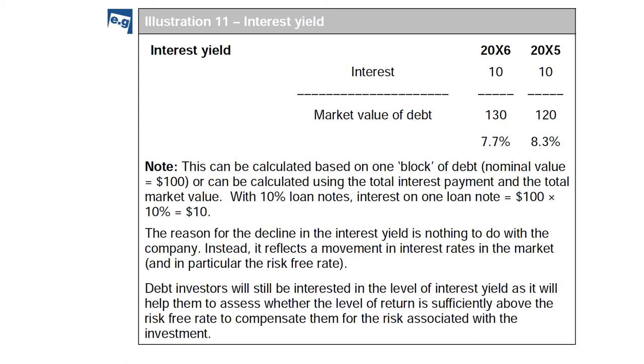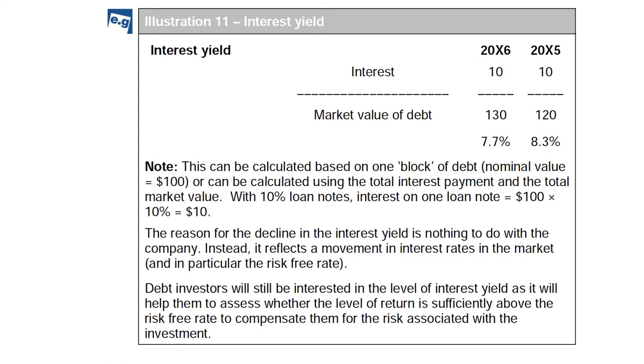Now we'll see the second para under the note, why it has declined from 8.3 to 7.7. The reason for the decline in the interest yield. When you are studying ratios, remember the reasons also. Try to understand the reasons. Learn from the answers which they have given, because it's very hard for you to come up with a reason. So if you get such questions, you'll be able to give similar reasons.